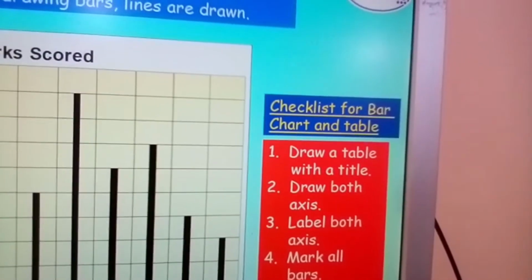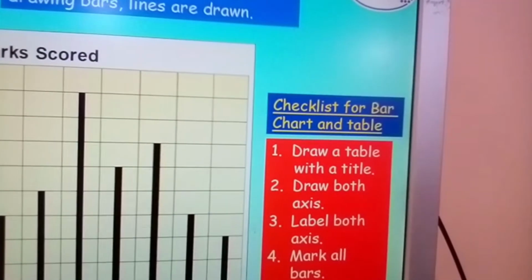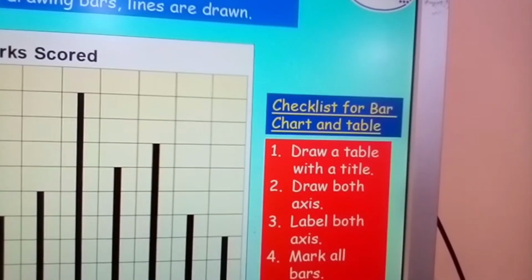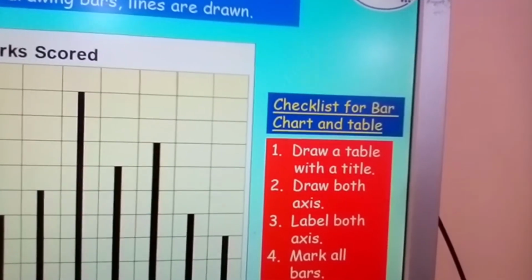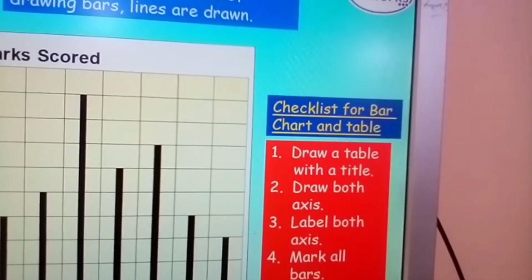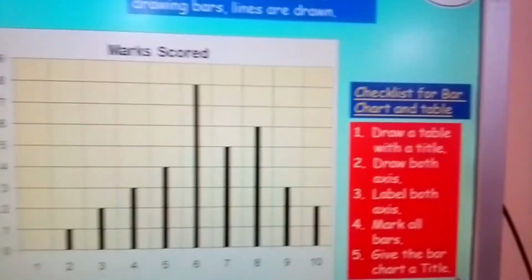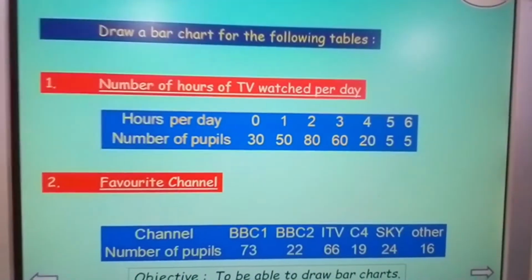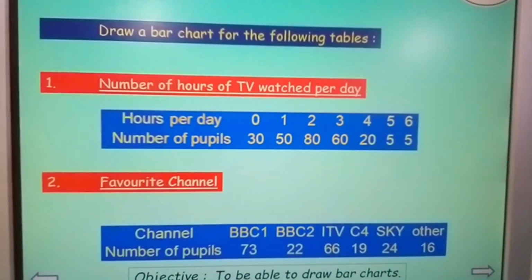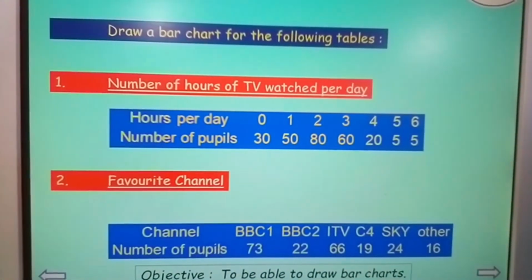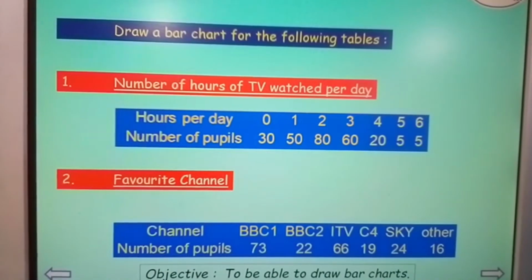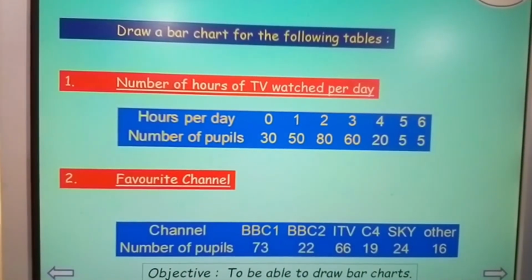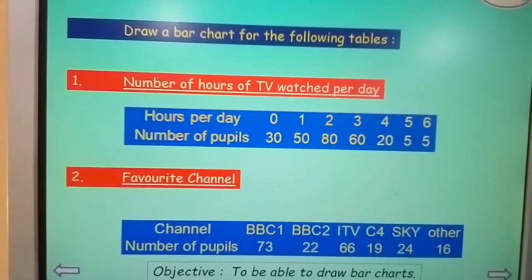Now here, a simple checklist: draw a table with a title, draw both axes, label both axes, mark all bars, and give the bar chart a title. Here is a bar chart question: draw a bar chart for the following tables. Number of hours of TV watched per day. You'll find that this links into the video I did previously, okay?